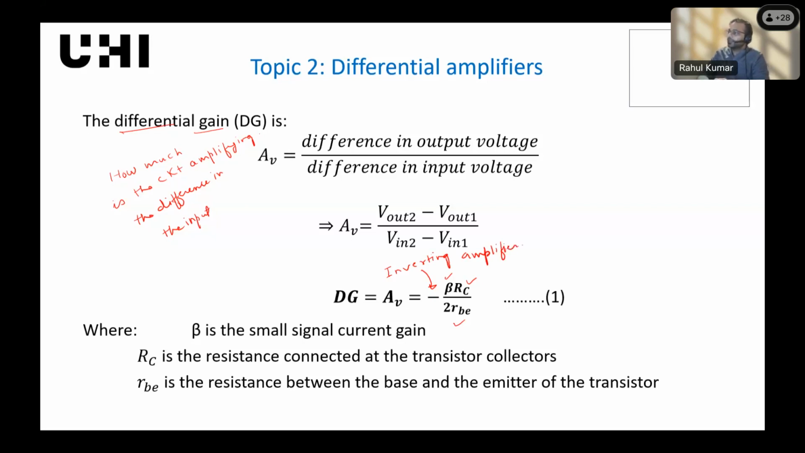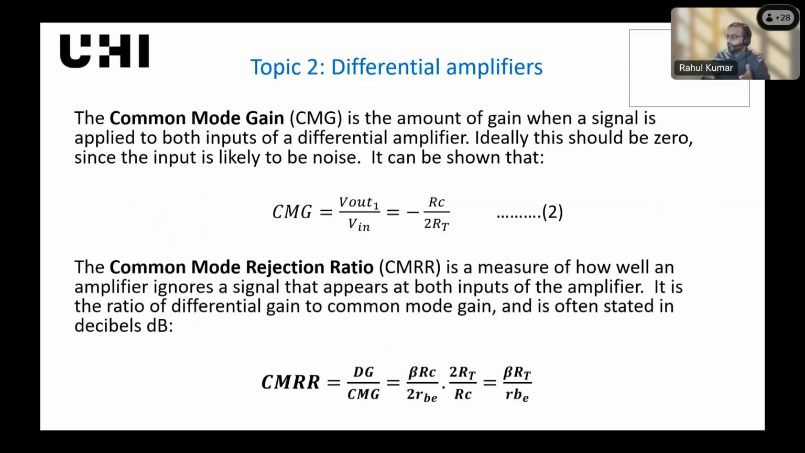That's why you get a negative sign. It will amplify your difference, but it will invert it. So if you have a small difference, it will amplify it, but invert it. Something like this, right? Quite similar to op-amp. It is the building block of op-amp.